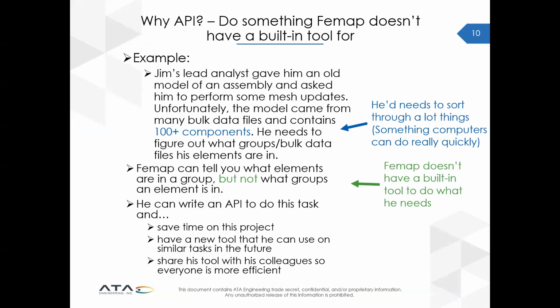So again, he's going to save time. He won't have to go hunting through the model every time he wants to find what groups his element is in. And if he writes this well, he'll have a new tool that he can use in the future to do similar tasks, and he can share with his colleagues. So now he's spent an hour writing an API, maybe a couple hours if he's pretty new to it. But now he's shared that with everyone in his company, and everyone's become more efficient. So a well-written API, if it's made general and it has good error handling and that kind of thing, can be shared with others and help everyone out in the long run.